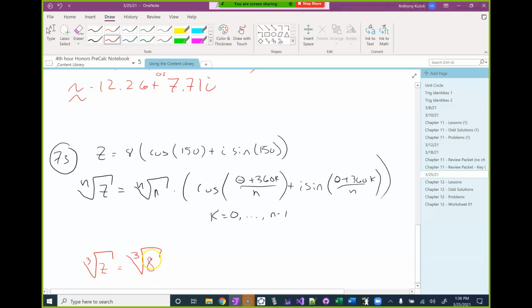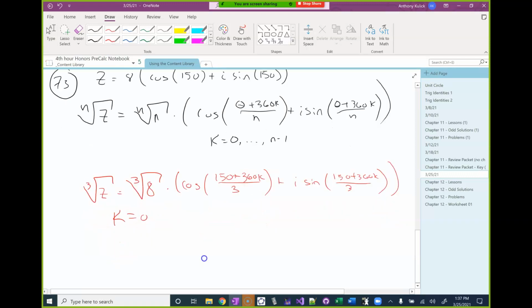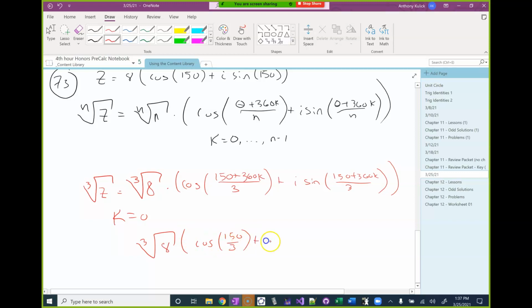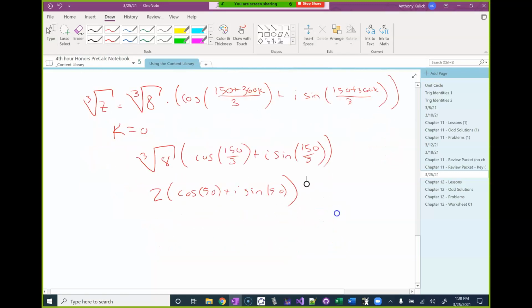So I have the cube root of 8 times cosine of (150 plus 360k) over 3 plus i times sine of (150 plus 360k) over 3. So when k equals 0, I have the cube root of 8, cosine of 150 divided by 3 plus. All right. So if k equals 1, and we have the cube root of 8, well, I'm just going to start writing that as 2. Everybody's okay with that, right?